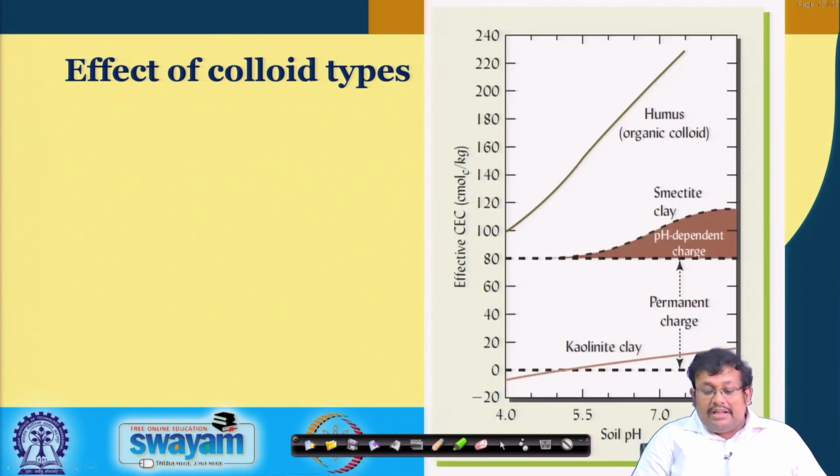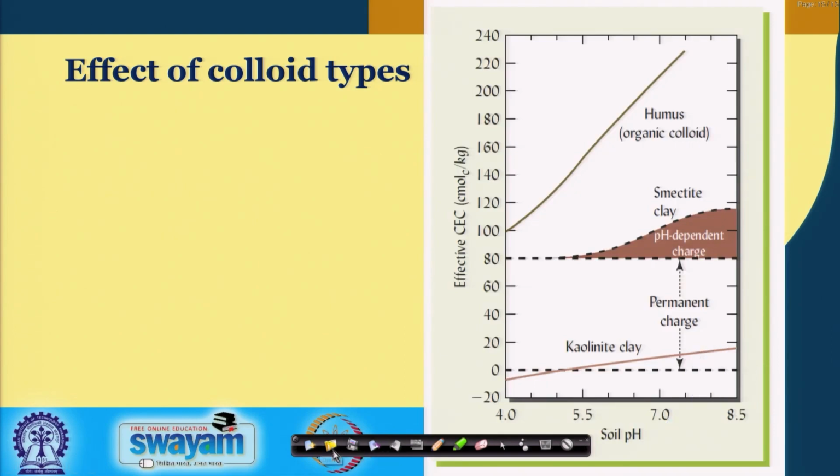So, another important point is this graph. In this graph you can see, on the x axis we are plotting the soil pH, and on the y axis we are basically plotting the effective cation exchange capacity for different types of clay minerals as well as organic matter. So, you can see here, this graph is for kaolinite, this graph is for humus, and this is for smectite type of clay.